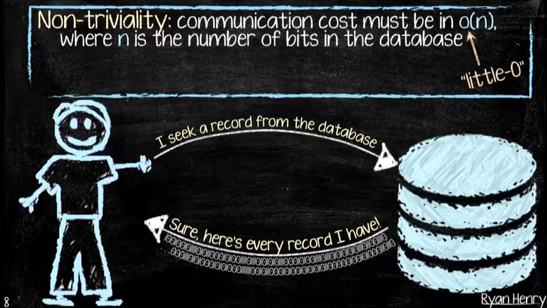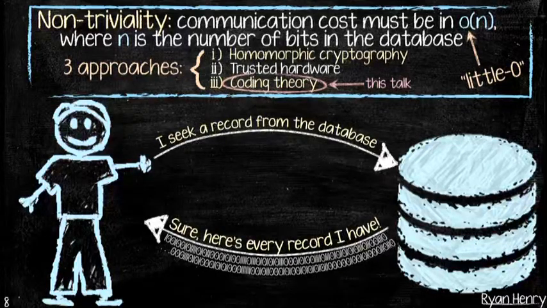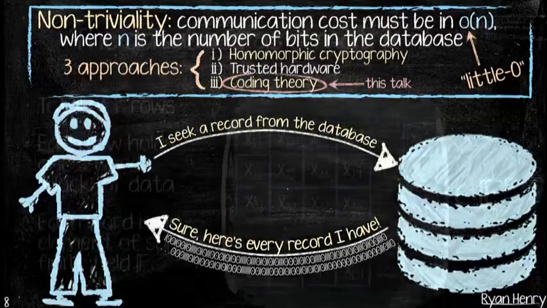So now it's less clear if this is actually possible, but it turns out it is, and there are three basic ways that we know how to solve this problem. The first one uses homomorphic encryption. This has some really nice properties, but is extremely slow. The second one uses trusted hardware, which has some promise as long as you can trust the hardware. And the third one uses coding theory, and this coding theory-based approach is the one we're going to talk about in this talk.